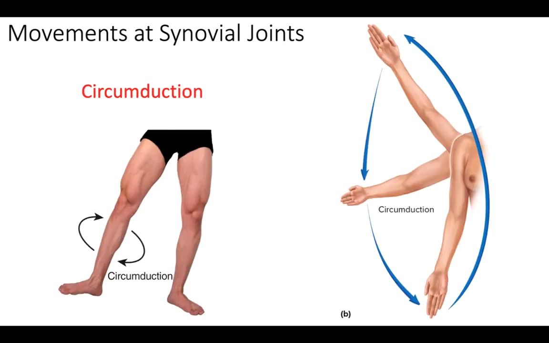What's the next movement? Circumduction is basically moving a limb in a circle. So circumduction is not rotation. It's moving that limb in a circular or cone-shaped motion. Circumduction is really a combination of flexing, abducting, extending, adducting. You're doing all those in order. Circumduction can be done at ball and sockets, the hip and shoulder.